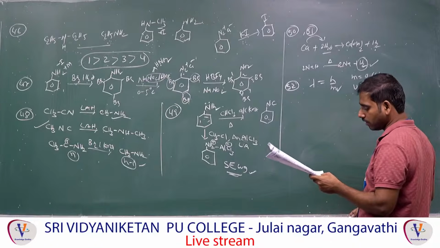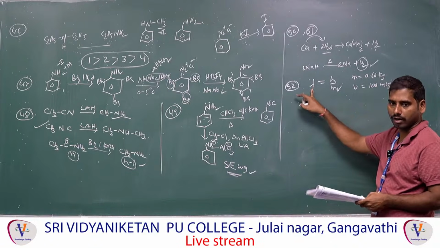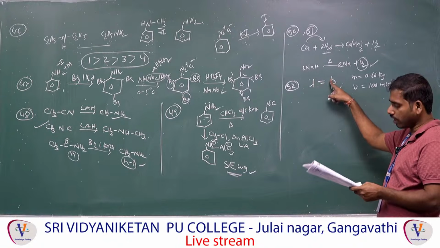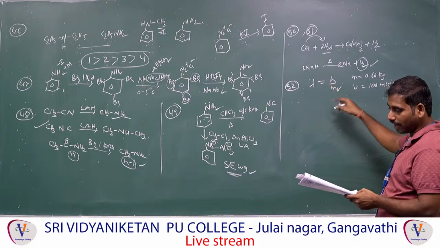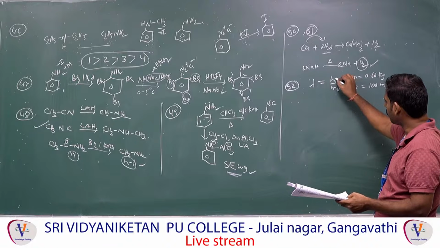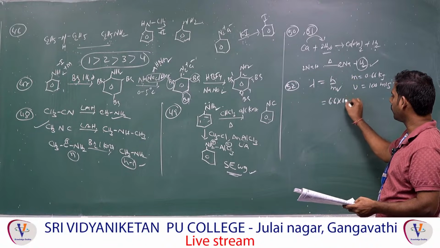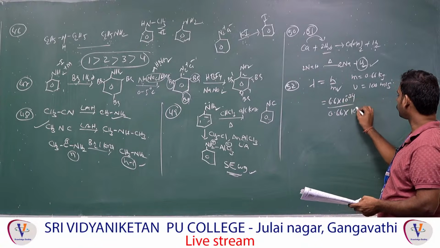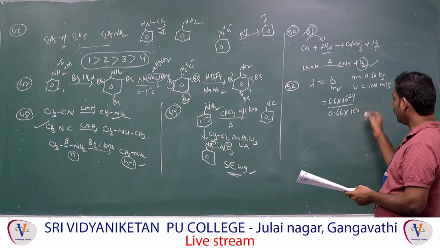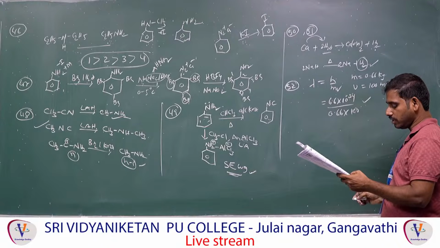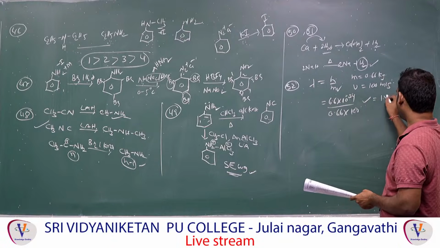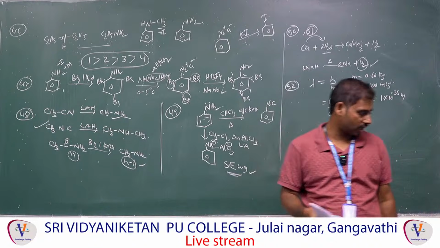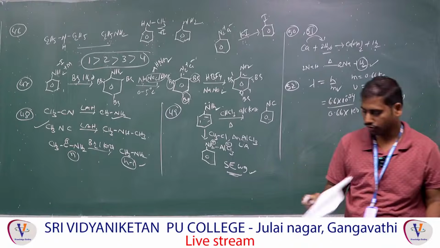We need SI units. They are asking for wavelength. Wavelength means lambda. Lambda is equal to h by mv. This is called the de Broglie wave equation. What is h? h is Planck's constant. Planck's constant value is already given, 6.6 into 10 power minus 34. We substitute this. Mass value is 0.66 and velocity is 100. If you solve this equation, you will get the answer 1 into 10 power minus 35. That is the answer for question number 52.